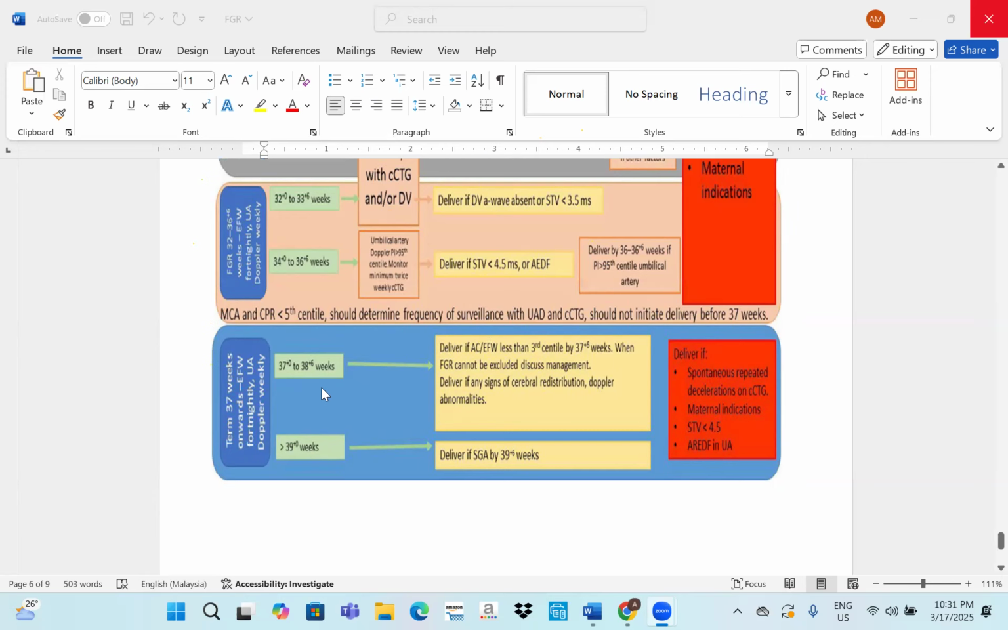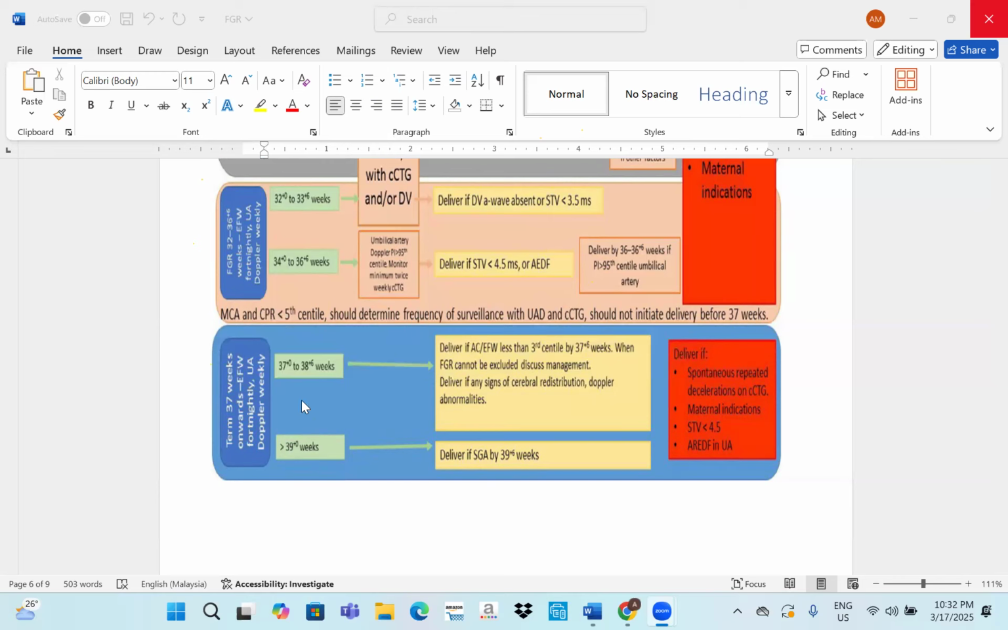For FGR, they say that you should plan the delivery at 37 weeks and you should have delivered the patient at 38 plus 6 weeks. Okay. Now it is the term 37 weeks onward. Same, you will be doing weekly umbilical artery Doppler and estimated fetal weight fortnightly.